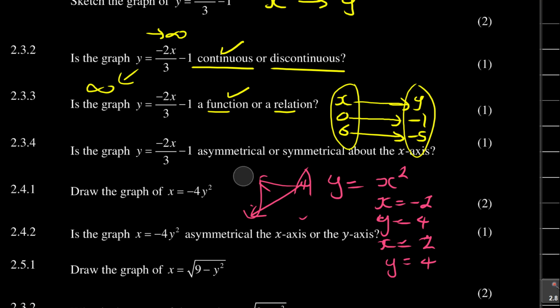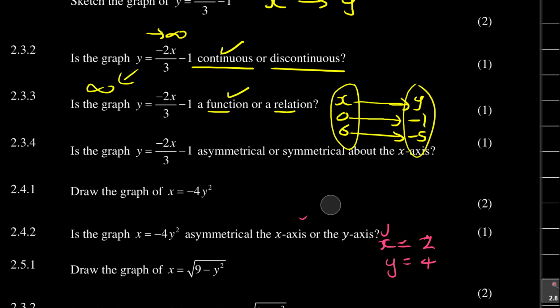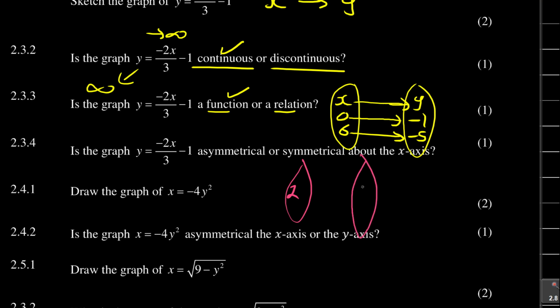Sometimes what is most common is a scenario whereby you have two values of y for one value of x. For example, x is 2 and you find that you have two values of y. Now let's say y is -4 and 4, where for every value in the domain, you have two values of the range. So this is not a function. It is simply a relationship but not a function.